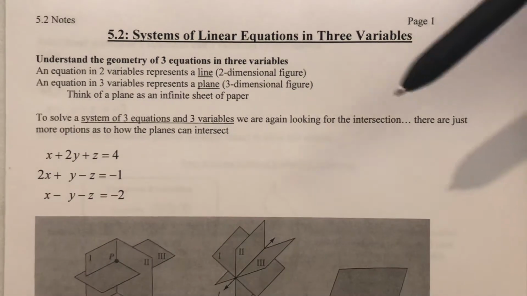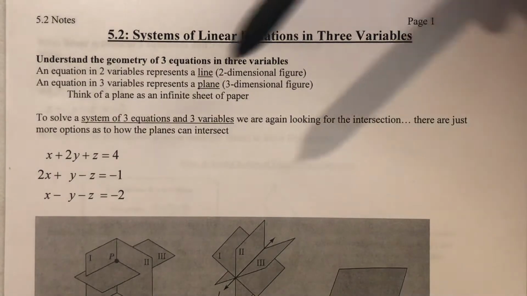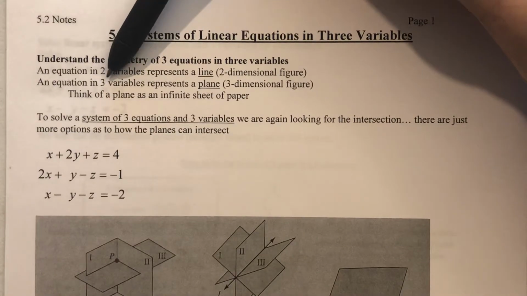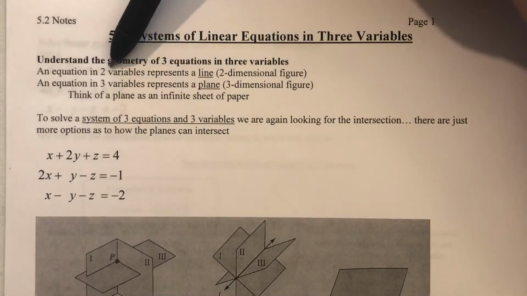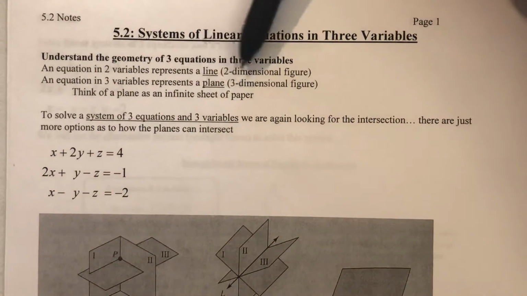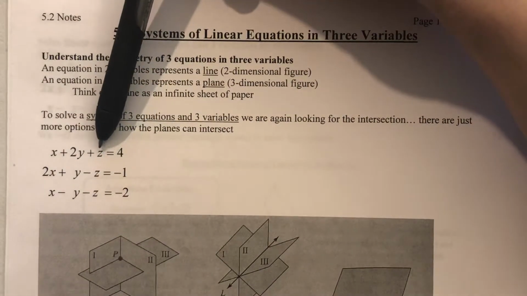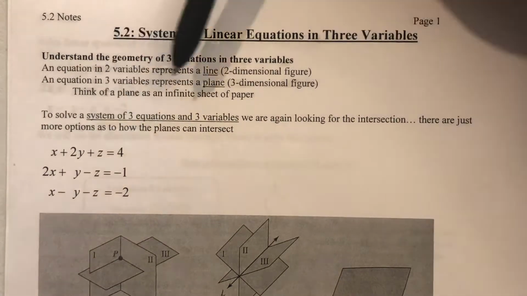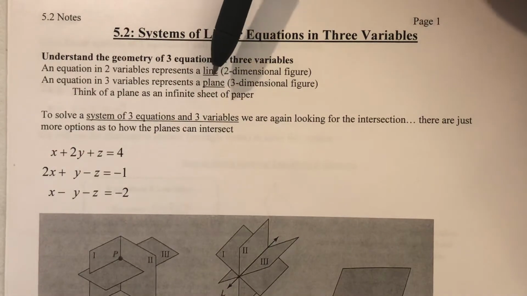So in 5.2, we take another step forward with these systems of linear equations, and we bump it up from looking at equations of 2 variables to looking at equations with 3 variables. Now, geometrically speaking, we're not going to go into depth about this, but equations in 2 variables we know represent lines, which are 2-dimensional figures. When you extend that to 3 variables and you throw this variable z in here, x, y, and z, that adds a third direction or a third dimension. And so that third dimension turns these things into what we call planes.